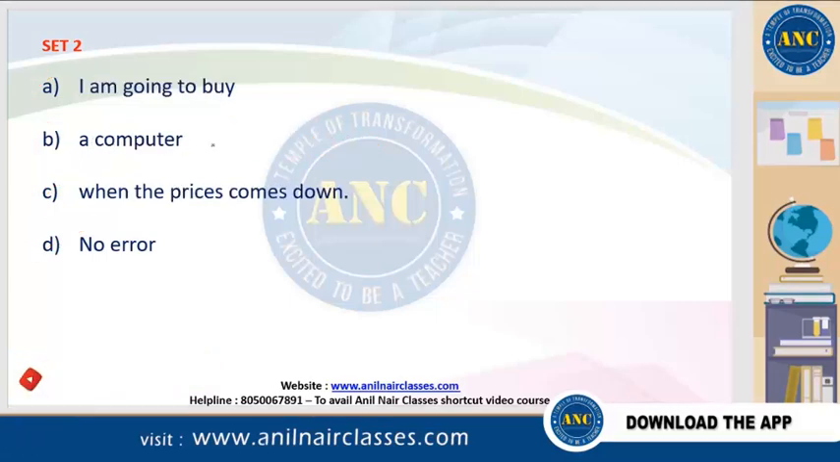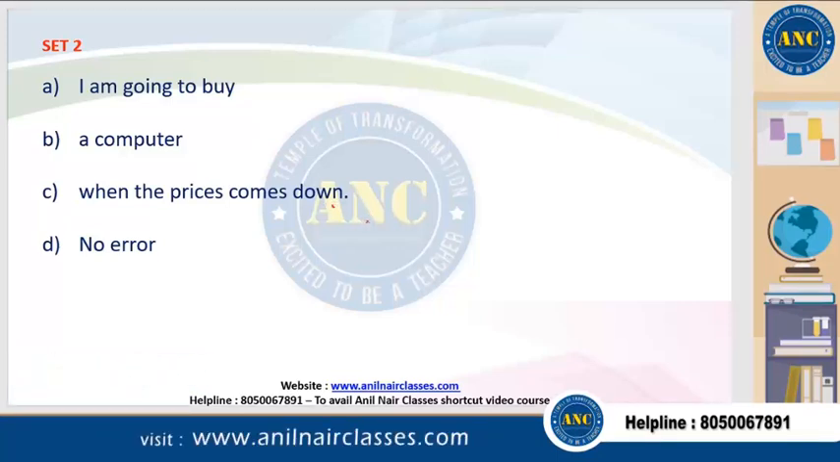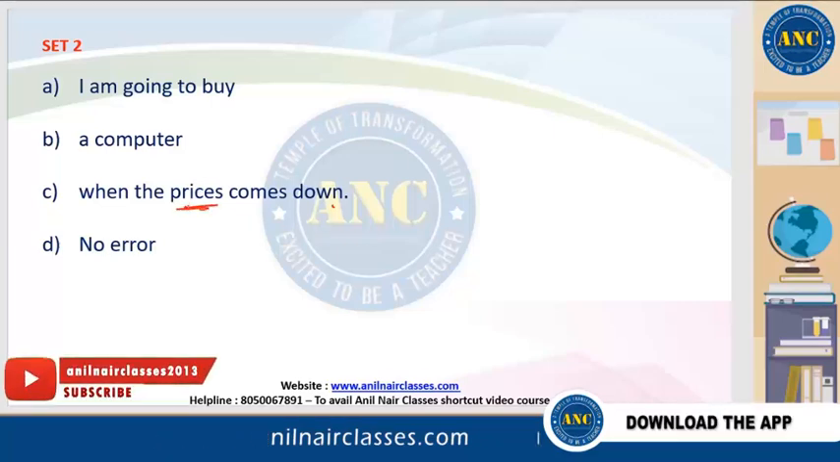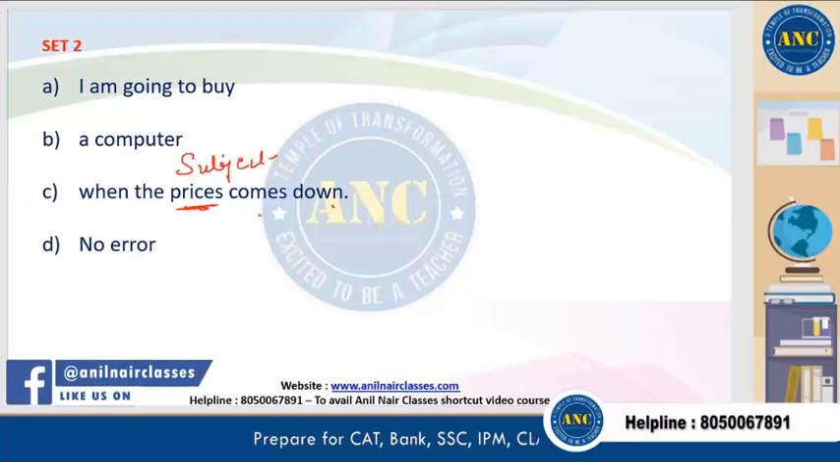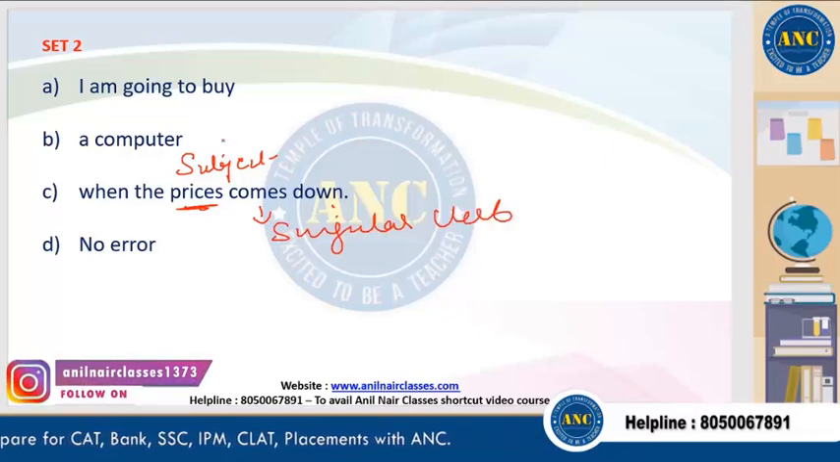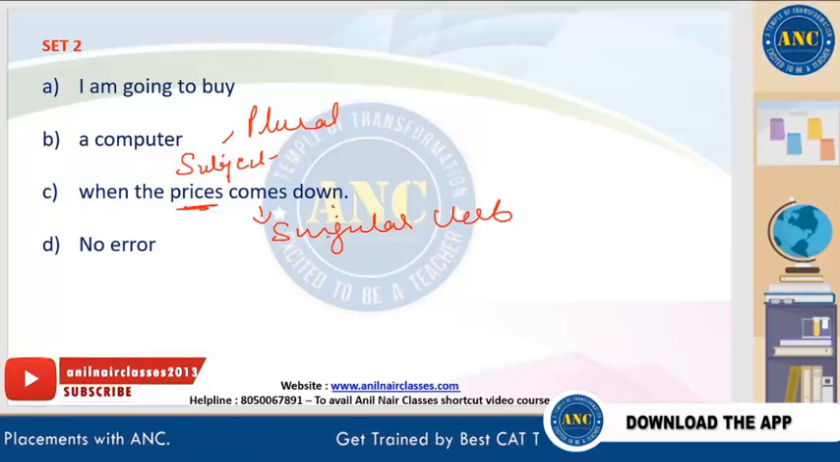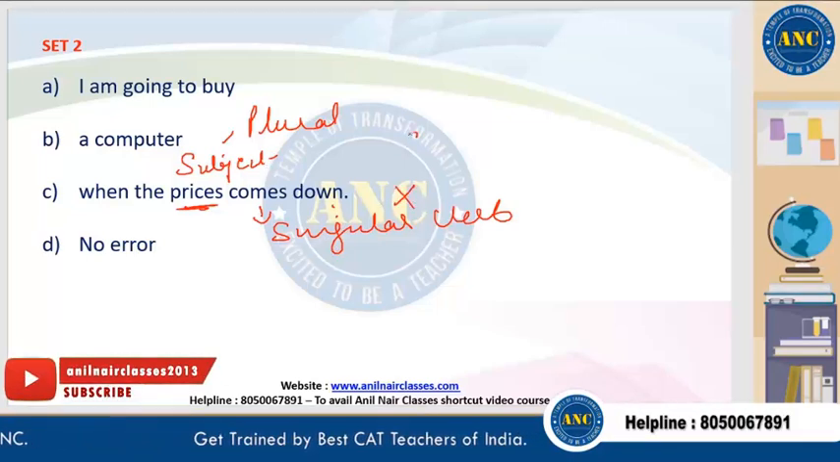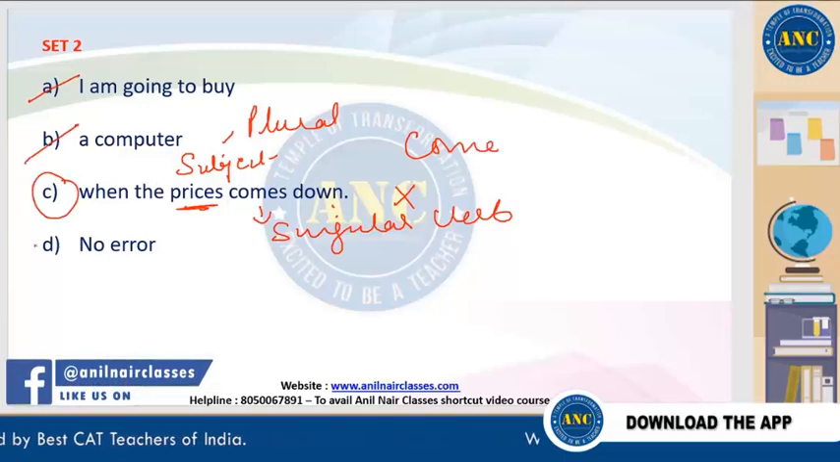Next one. I am going to buy a computer when the prices comes down. So we need a simple present tense here. Prices is plural. What comes down? Prices. So prices is the subject over here. Comes is a verb, right? But it is a singular verb. The subject prices is the plural subject. So if you have a plural subject and a singular verb, the subject verb agreement is not there. This is wrong. We need only come over here. So the answer is C. Get rid of A, B and D.